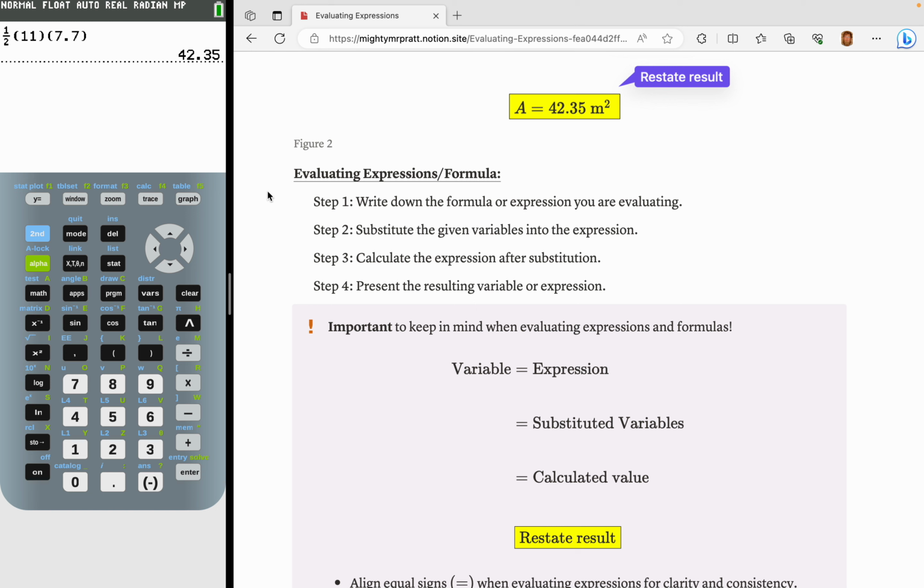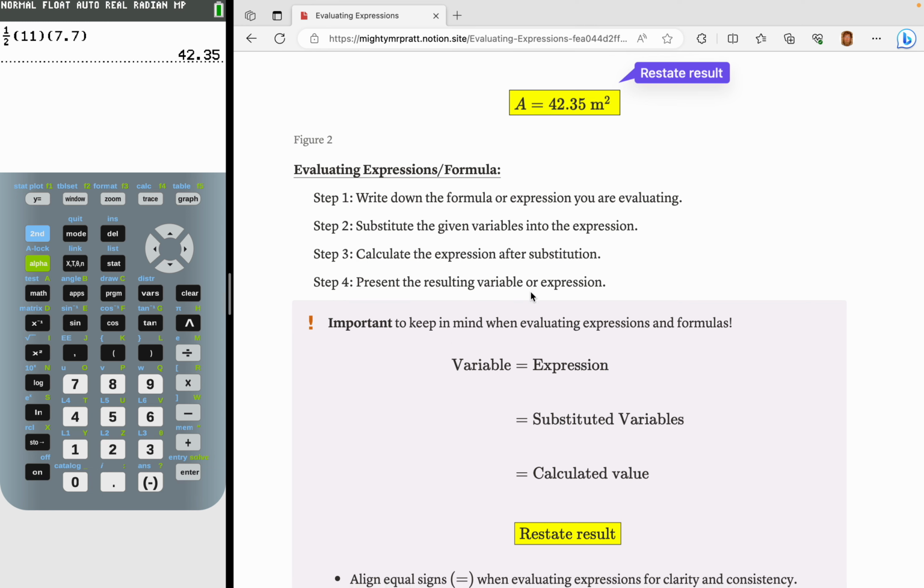So explicitly, you can think of it in 4 steps. Write down the formula or expression you're going to evaluate. Substitute or replace the given variable into the expression. Step 3, calculate that expression after you substituted. Then 4, present the resulting variable or expression, so the reader knows what you did.